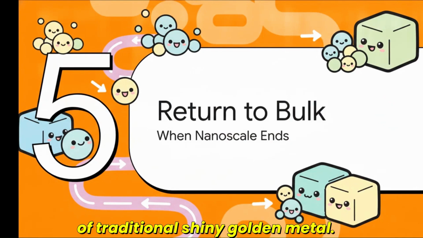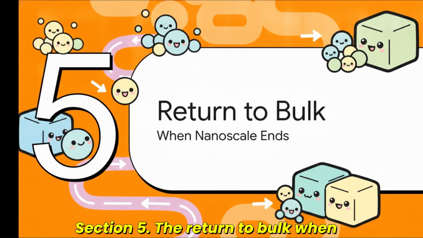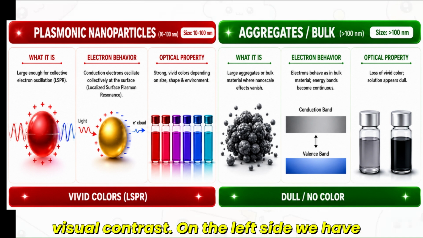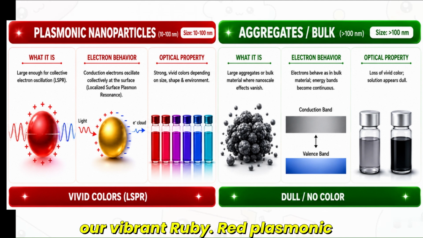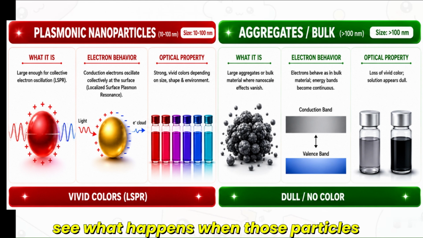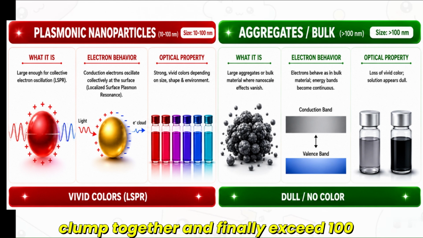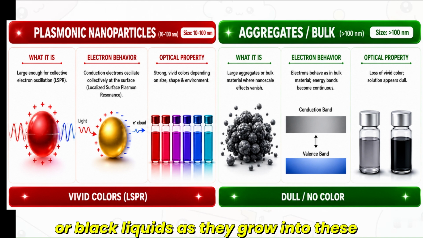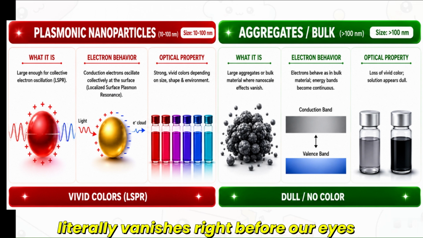Section 5. The return to bulk, when nanoscale ends. Take a look at this stark visual contrast. On the left side, we have our vibrant, ruby-red plasmonic nanoparticles. But on the right, you can see what happens when those particles clump together and finally exceed 100 nanometers. They just turn into dull gray or black liquids. As they grow into these massive aggregates, the nanoscale magic literally vanishes right before our eyes.